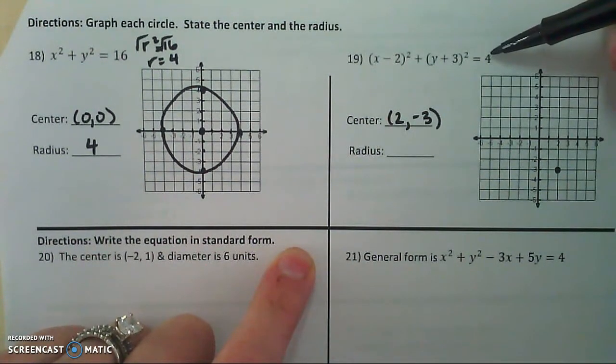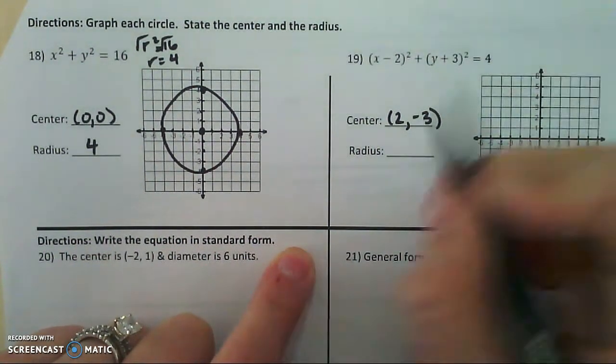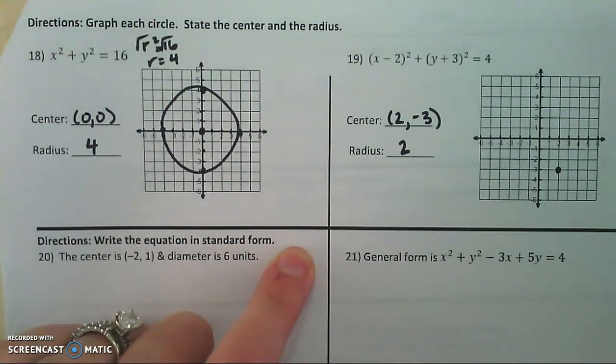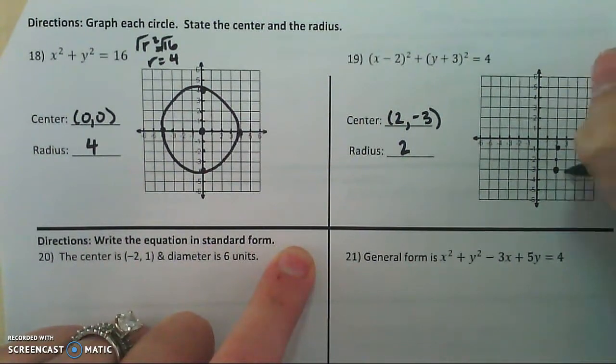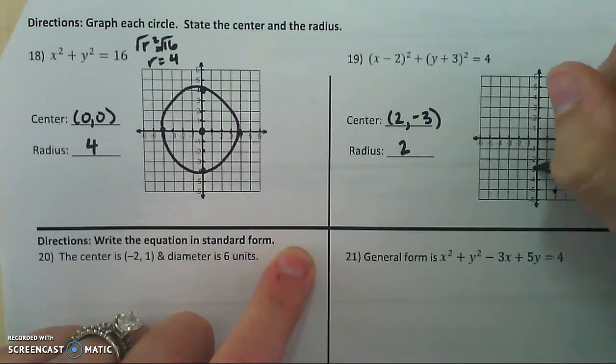And then again, this is your radius squared, so the radius would just be 2, because the square root of 4 is 2. So then you're going to count 2 in all 4 directions and do your best to connect your points there.